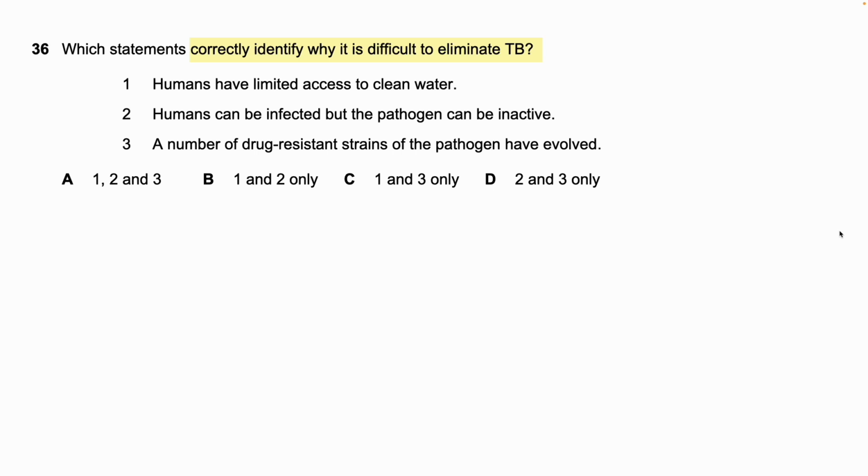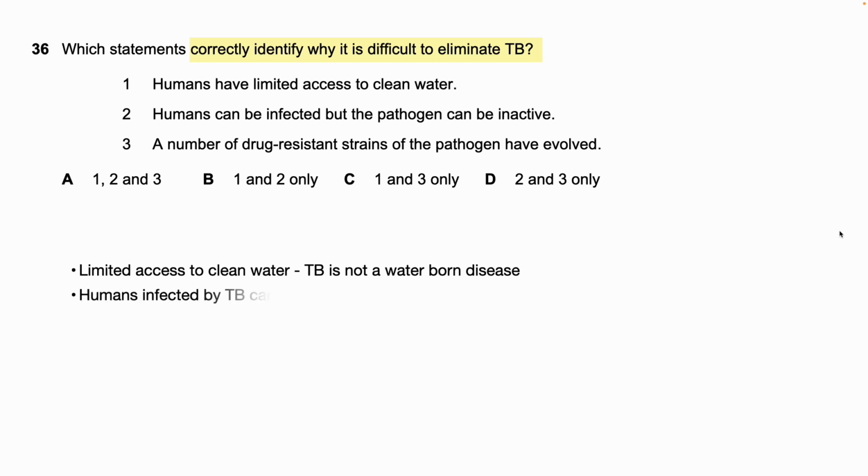So humans have limited access to clean water. TB is not a waterborne disease, so statement 1 is wrong. Humans can be infected, but the pathogen can be inactive. Yes, humans infected by TB can be asymptomatic, but they still carry the pathogen.